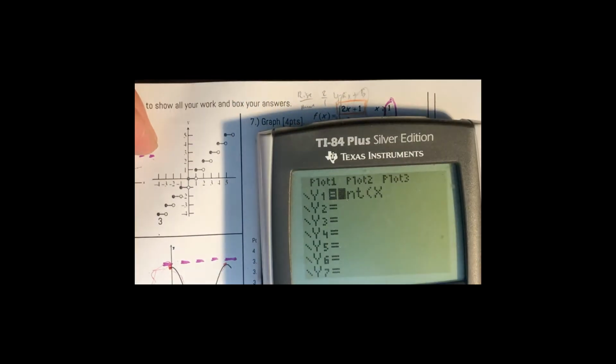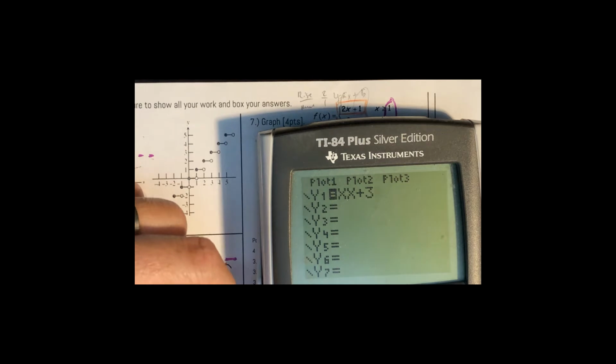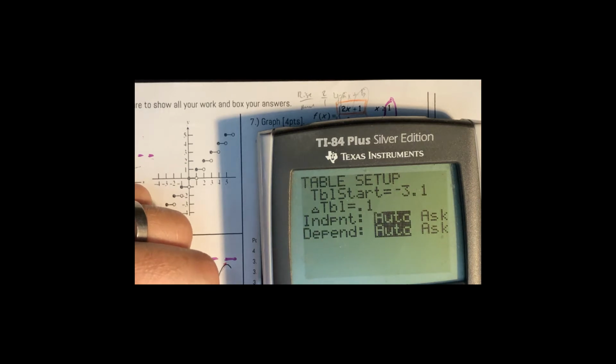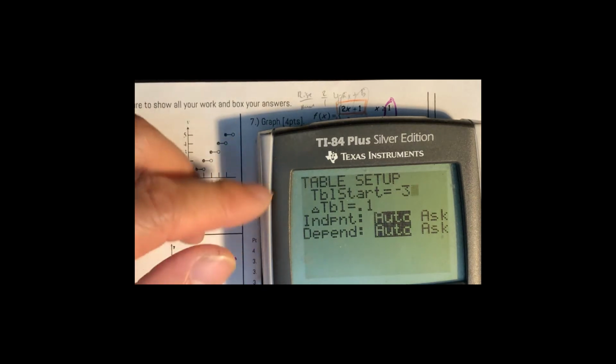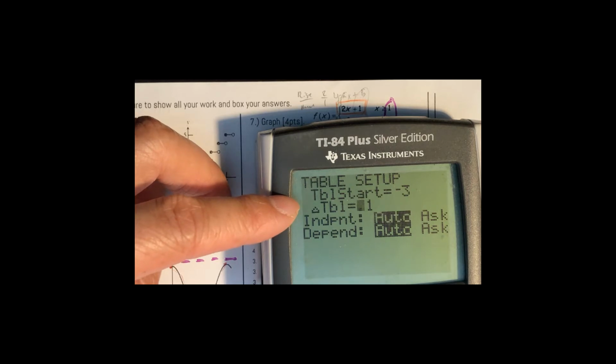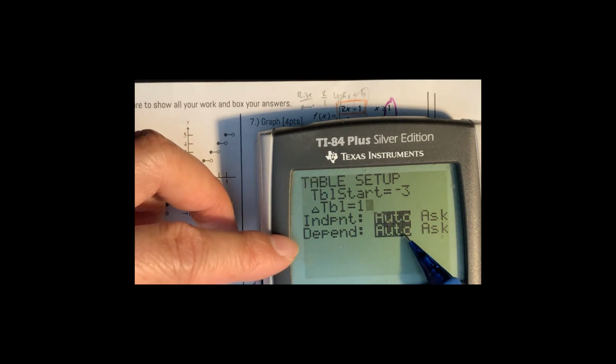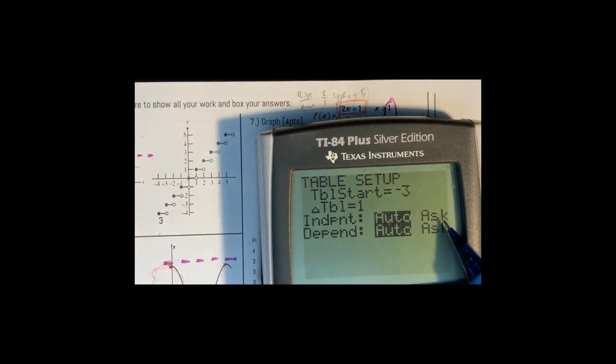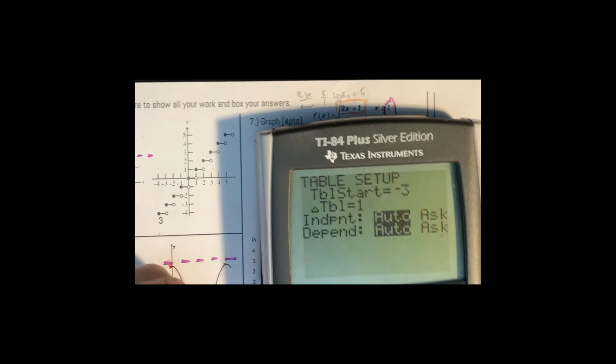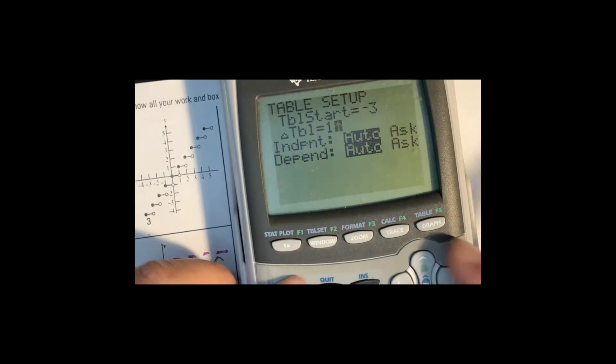So let's put it into my calculator. X squared plus 3. Then to get a table, I'm going to press second graph, but first I'm going to make sure my table setup is right. So it's second window. I just want to start at whole numbers. Negative 3 doesn't matter. You can change it by ones. Auto means it automatically gives us numbers and automatically gives us the answer, or you can input numbers, so you would have to highlight ask and press enter. So from here I can go into my second graph. There are my numbers.